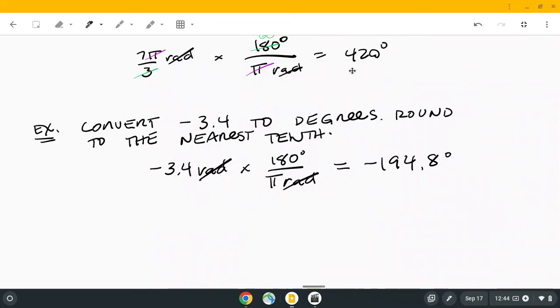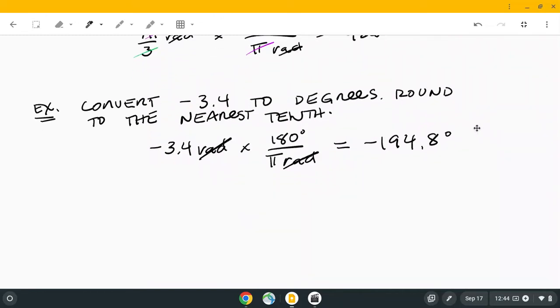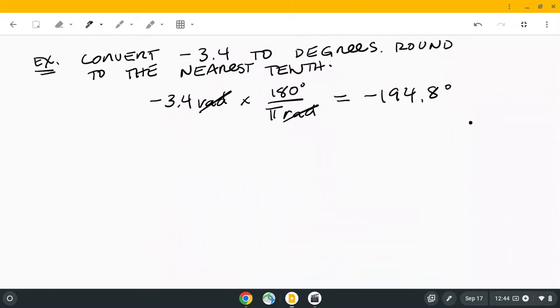All right, here we go with part 2 of 3.2, Radians and Degrees. This is where we left off. We left off on converting. In this section, we are going to take a look at evaluating trig functions of these radians.